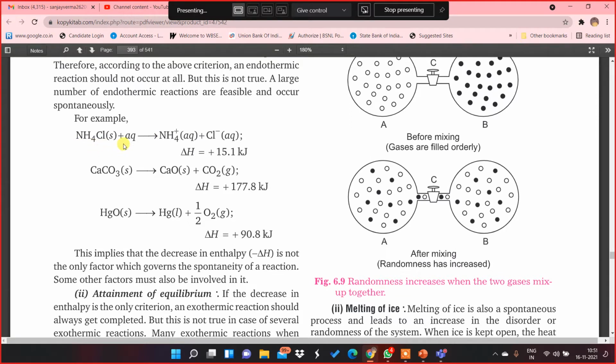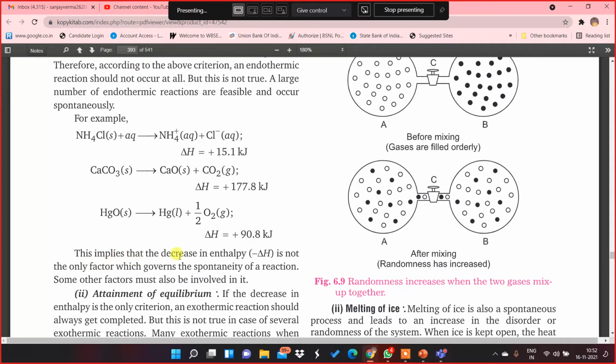If we add ammonium chloride in water, then if you feel the solution which is being formed with your fingers, you will find that there is some cooling effect because it is an endothermic reaction. It absorbs heat. That's why delta H for this reaction is plus 15.1 kilojoules. Similarly, calcium carbonate decomposition also requires heat, so delta H is plus 177.8 kilojoules. Mercury oxide also, delta H is plus 90.8 kilojoules.